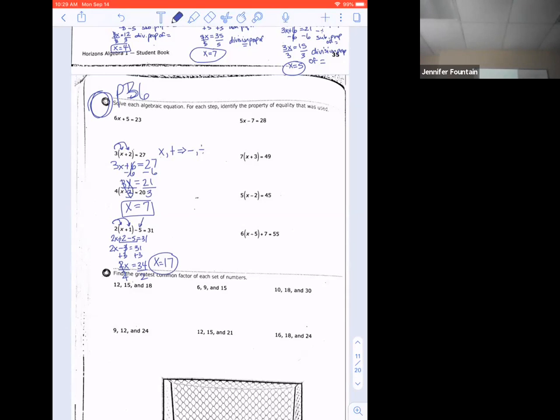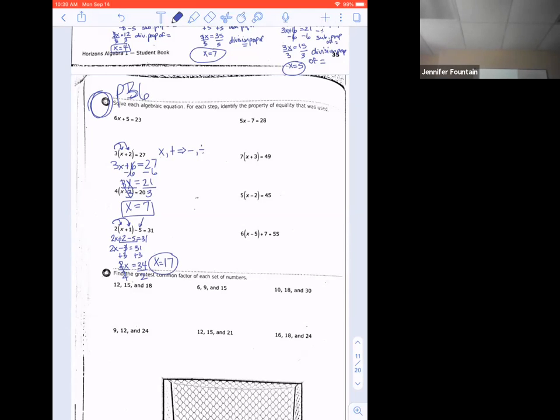Okay, so the first one, 6x plus 5 equals 23. You should have found that x equals 7. The first thing you had to do was subtract 5 from each side. Then you had to divide by 6. Yes. I'm sorry, I jumped down to the answer underneath it. I read the problem and I jumped down to the one below it.